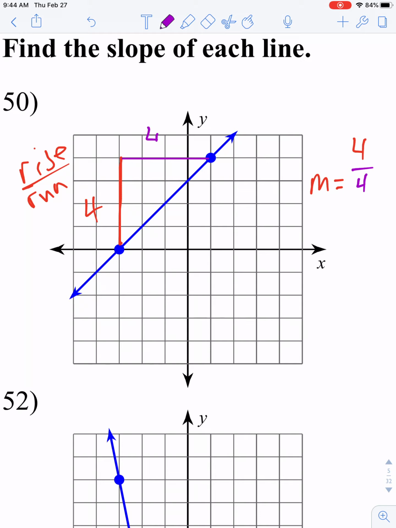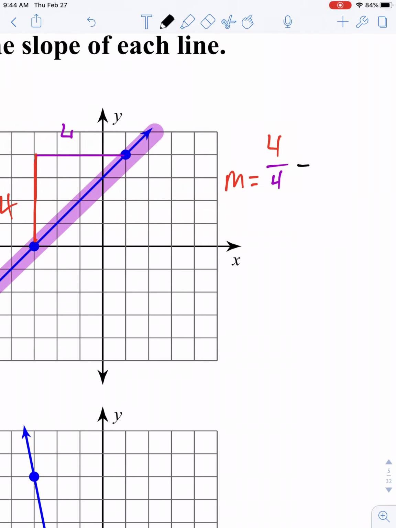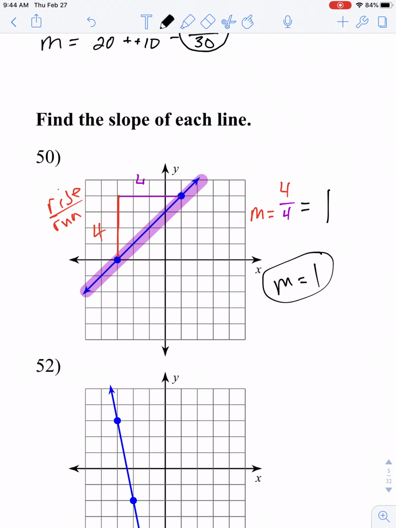And then we have to check, is it going up or down? Just like you read a book, you read a graph from left to right. So start on the left side, follow the line, and you'll notice that your finger is moving up the graph. So that means it's going to be positive. So your slope is actually going to reduce. 4 over 4 is going to reduce to simply 1. So the slope of this line is 1.